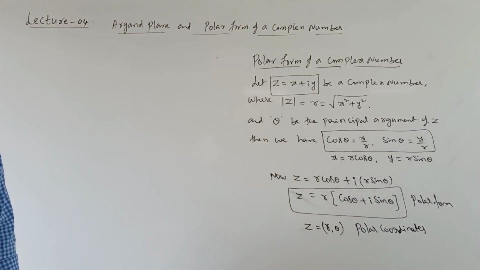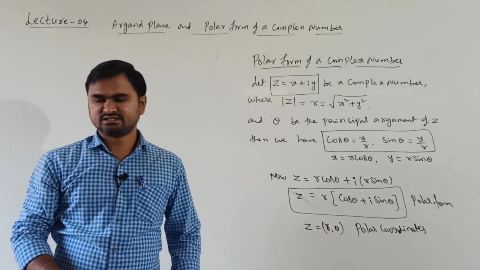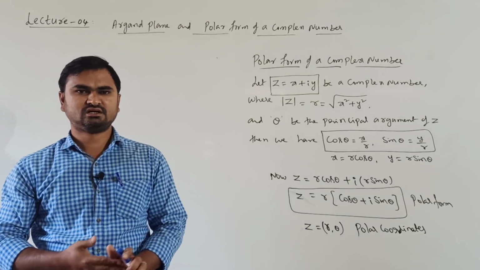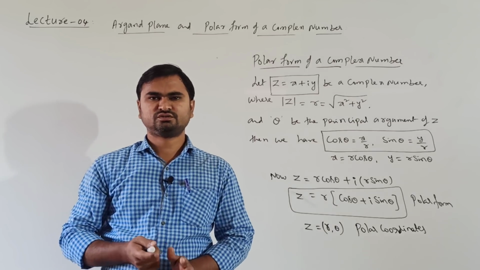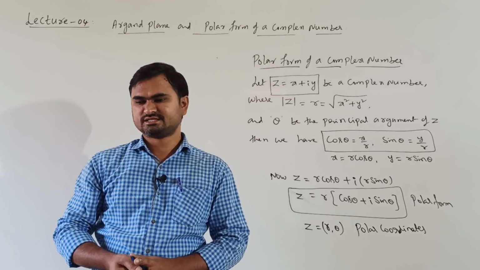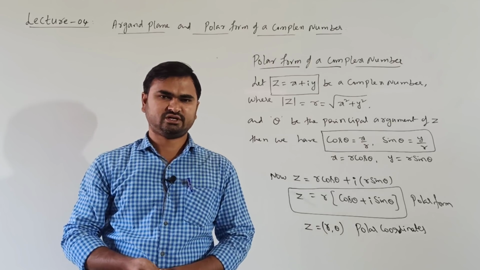Right. So next class we will see the examples based on this, how to represent a complex number in polar form. Okay. So go through the theory part. So next class we will be solving the numericals. Okay. Thank you.